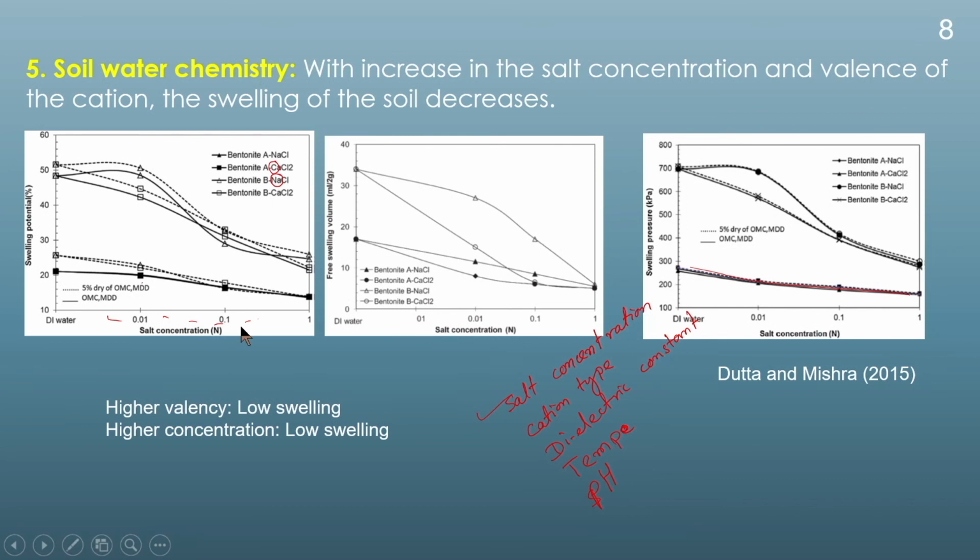So, in this diagram two different bentonites have been taken, and the swelling potential and swelling pressure have been compared with different salt concentrations, and also for two different types of salts like sodium and calcium. We could see here, as we increase the salt concentration, the swelling potential, swelling volume, and swelling pressure keep on decreasing. And also when we compare the two different types of salt, the sodium will have a higher value of swelling potential, swelling volume, and swelling pressure in comparison to the calcium ion.